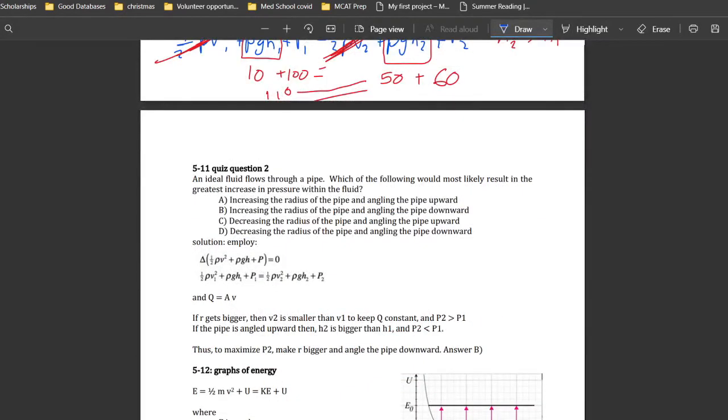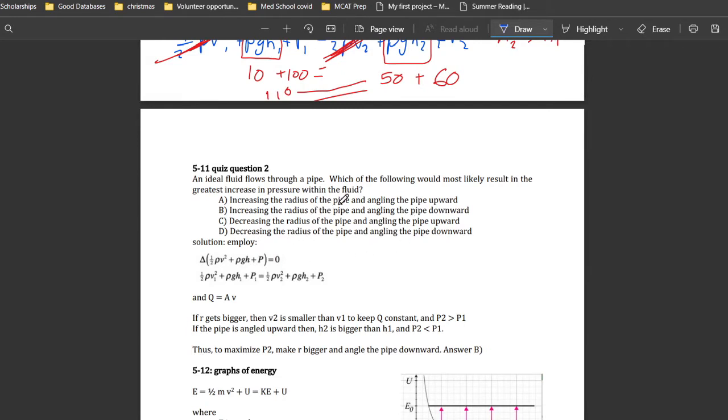So for 5-11 quiz question 2, we see an ideal fluid flows through a pipe. Which of the following would most likely result in the greatest increase in pressure within this fluid? So we're going to break this up into two parts because this question is asking us to consider two variables at the same time. So let's try and consider them separately and then consider the sum of the two parts together when considering this whole problem.